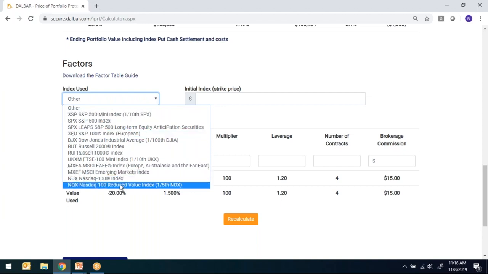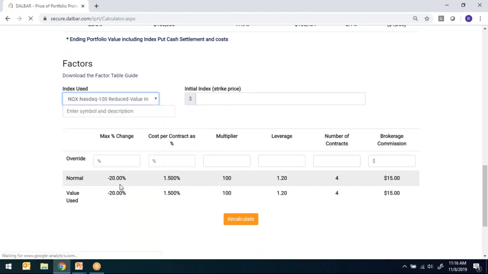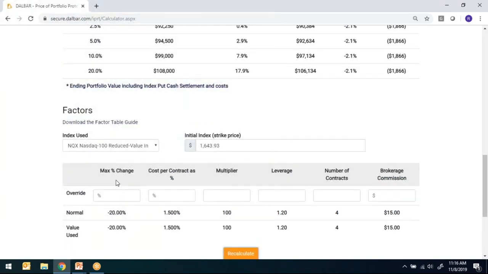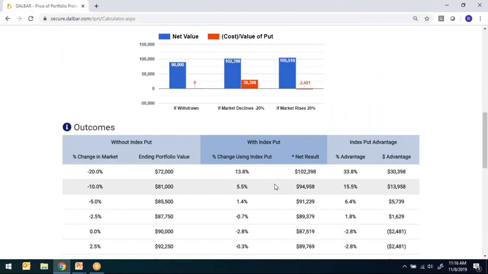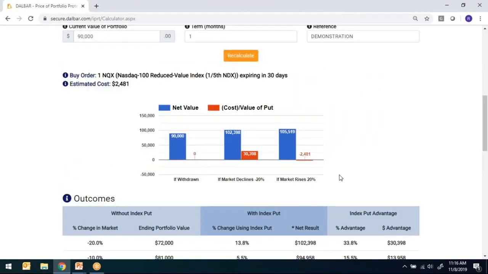It may be that the best index for them to be hedging against would be maybe the NASDAQ. So in this case, if we change that and recalculate, we see a more volatile asset class is going to cost a little bit more money. So you can see that in this case, it'll be the insurance policy, essentially. The premium would be $2,481. And you see greater proceeds here if the market were to go down by 20%.